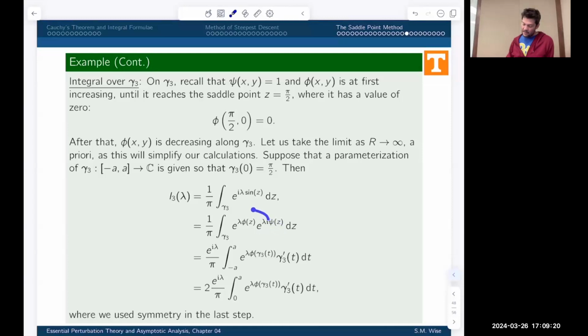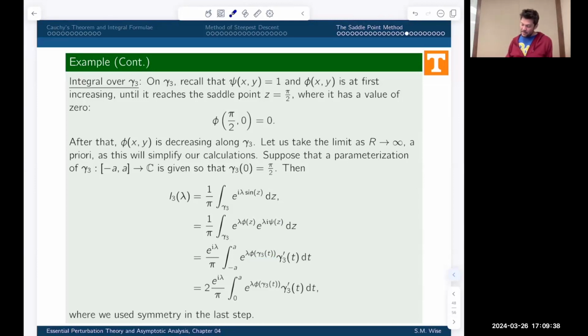So that guy can come out. It no longer depends on z. This part here is a function which has a maximum at t equals 0, right? It goes up, has a maximum at t equals 0, and then goes back down. Whatever it is, I don't care.